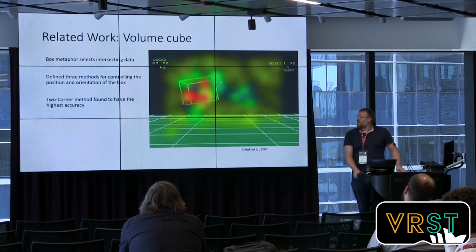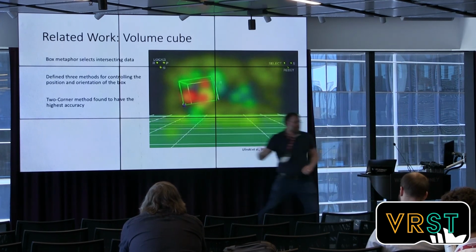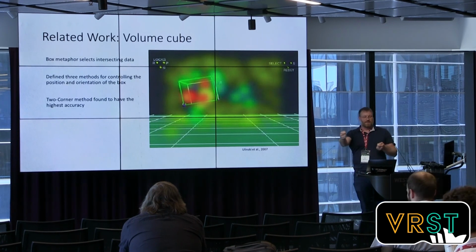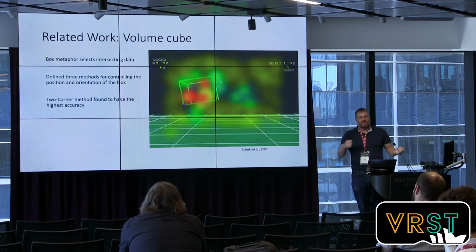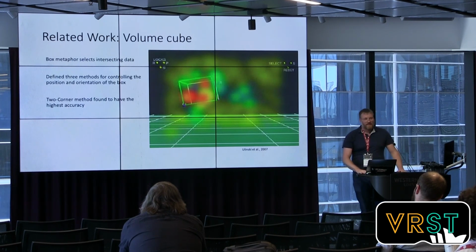In this method, you can sort of see this in the picture here. There's a little ball at the corner, opposite diagonal corners, and your hands essentially control those. So you can scale by moving your hands apart, translate by moving them together, or rotate based on the relationship between them.